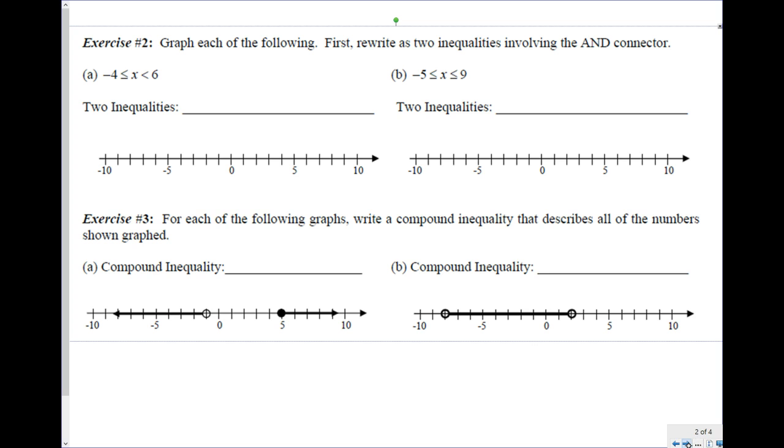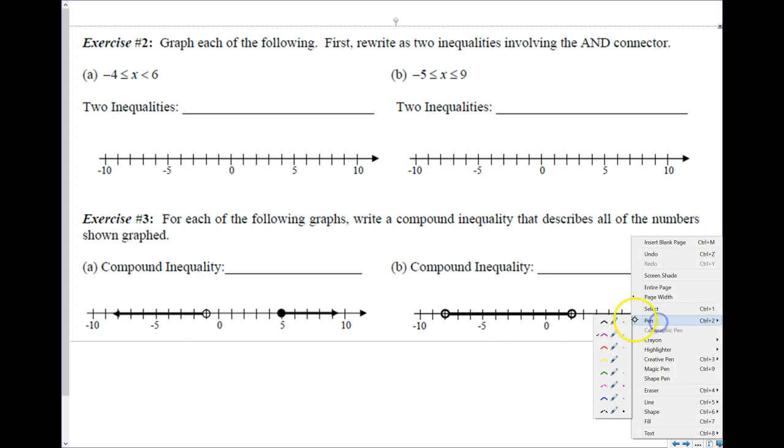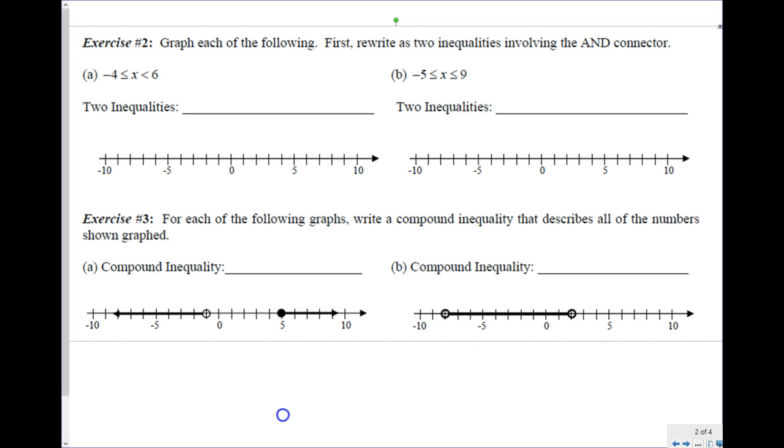Exercise 2. Graph each of the following, but first rewrite as two inequalities involving AND again. So now A and B start us off with set notation, and we have to take it and break it into two different inequalities. This can be kind of tricky. So I'm first going to look at this part here. -4 is less than or equal to x.